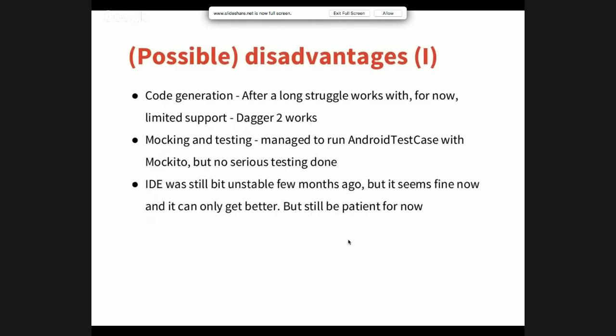Disadvantages. Code generation. It works for now. It's limited. Dagger 2 works. Mocking and testing. I managed to run some tests with Mockito. I haven't done serious testing. They say it works great, but I still have to try that. And the IDE was a bit unstable a few months ago. It is fine now, and it will only get better because the same guys made Kotlin and Android Studio.